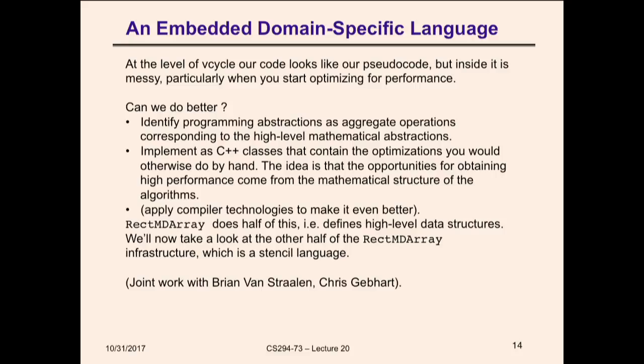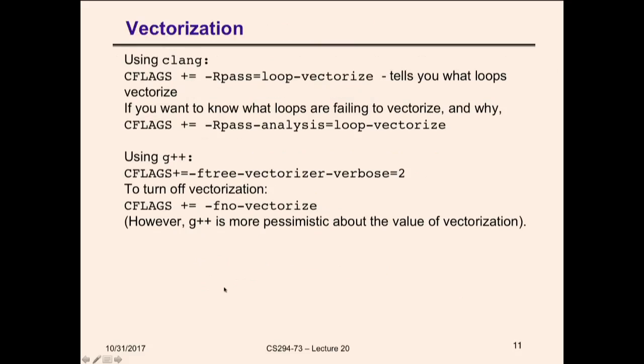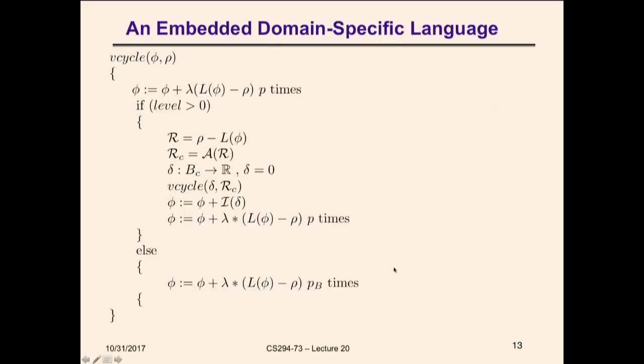So in fact, how does that translate into code? Well, at the level of V-cycle, let me go back here and show you V-cycle. Here's V-cycle. At the level of V-cycle, there are all these calls to all these things which are incrementing counters, but if you kind of ignore those things, yes, you have point relaxation, point relax, residual, average down, recursive call, interpolate, point relax. It's pretty much the same as this, modulo the fact that it's not some nice equation formatter, but ASCII text.